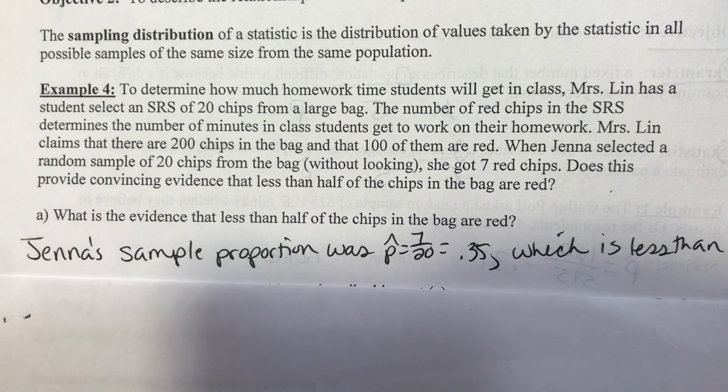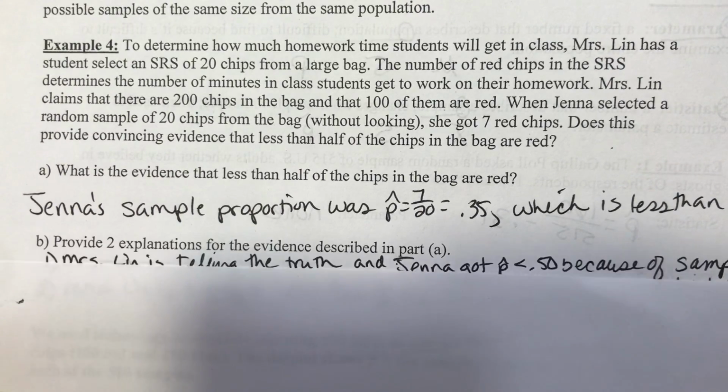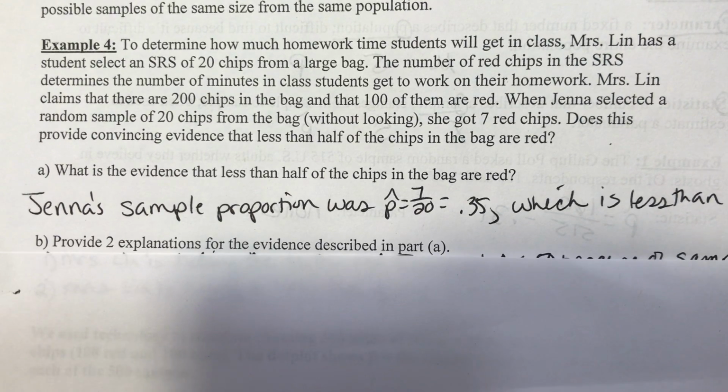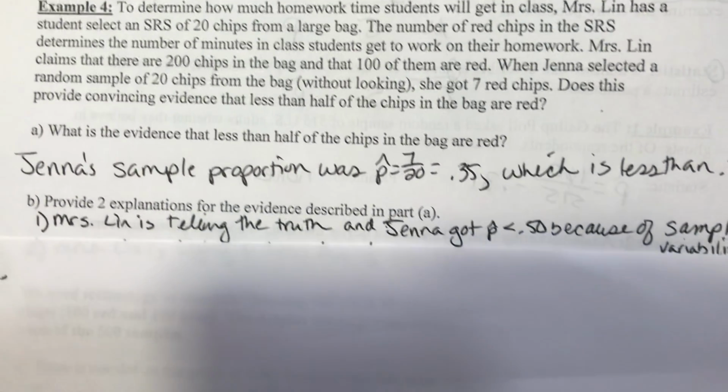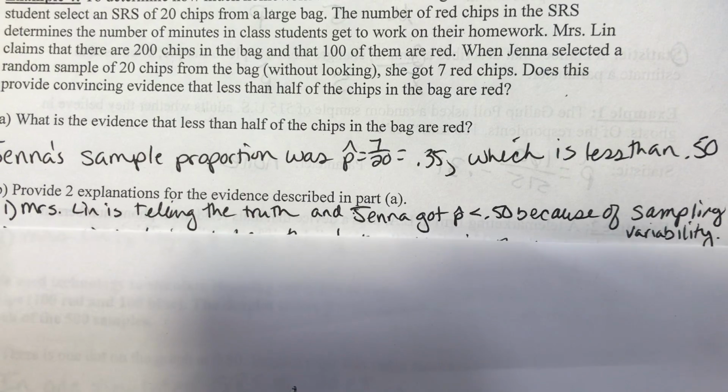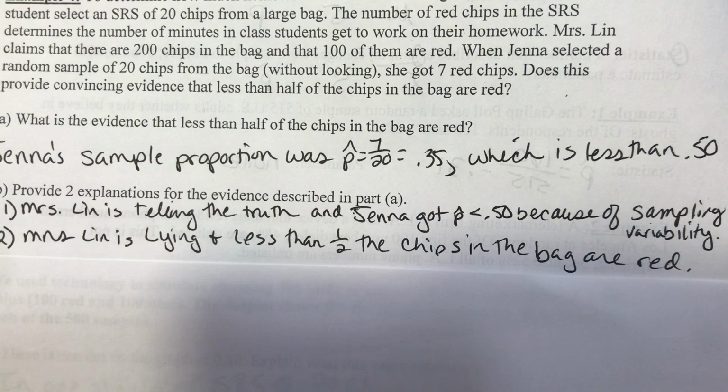which is less than 0.50. Okay, so let's provide 2 explanations for the evidence described in Part A. One explanation is Mrs. Lynn is telling the truth, and Jenna got p hat because of sampling variability. It could be that she just happened to pick a sample that was low, just like she could have picked a sample that was high. But then the other explanation is Mrs. Lynn is lying, and that actually less than half the chips in the bag are red.